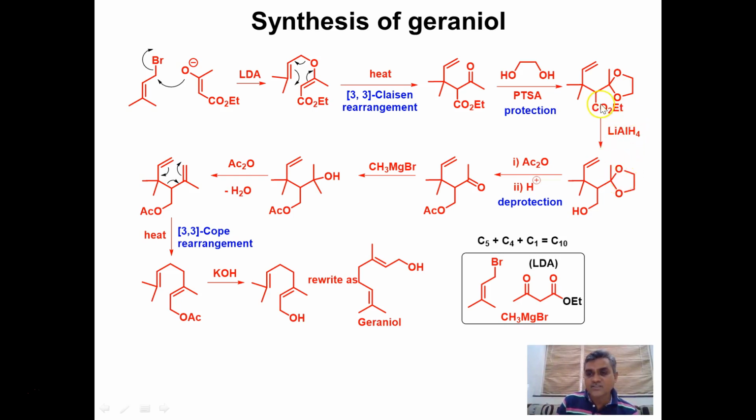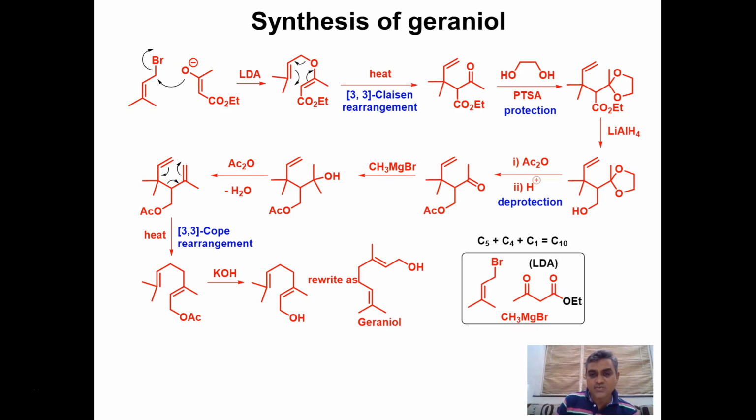So we get reduction of the ester group to alcohol, and then under acidic conditions this OH group is protected in the form of acetate, and then this cyclic ketal is deprotected under mild acidic conditions. We get a ketone. So in this way, we reach 9 carbon atoms. Our requirement is 10 carbon atoms for geraniol. This is 5, and this is the 4 carbon atoms, 1, 2, 3 and 4 coming from ethyl acetoacetate.